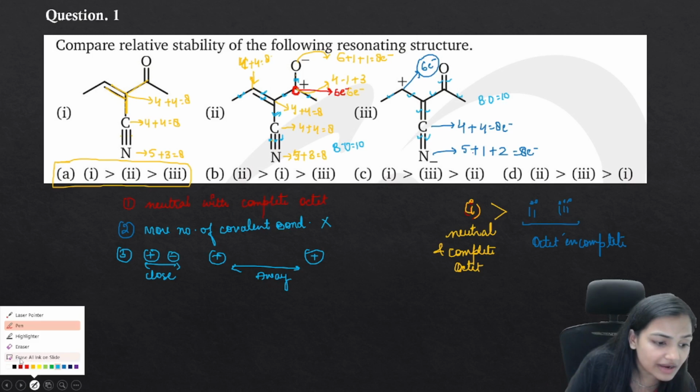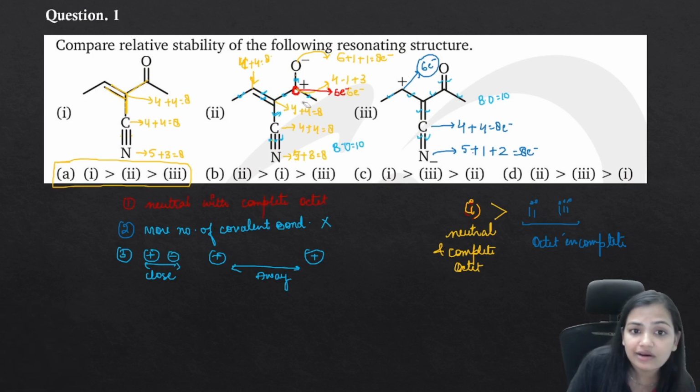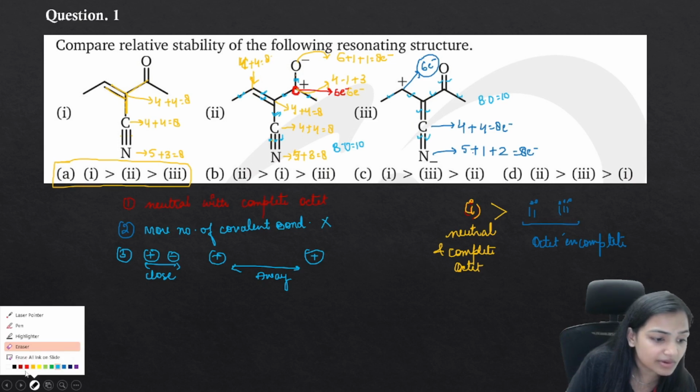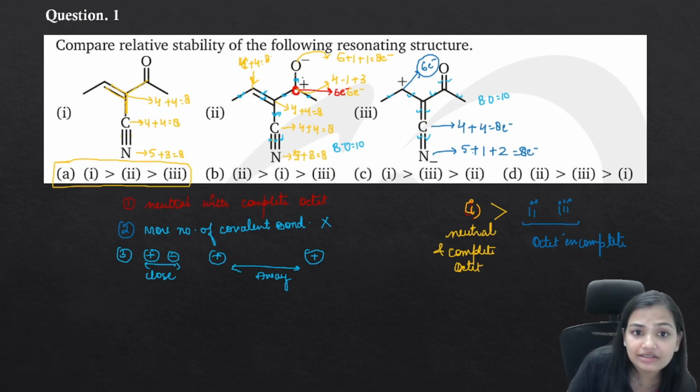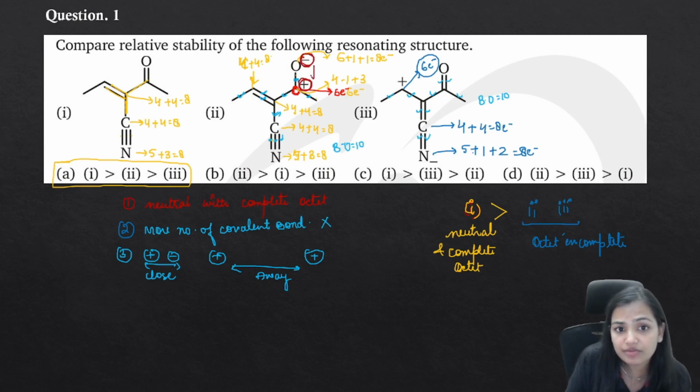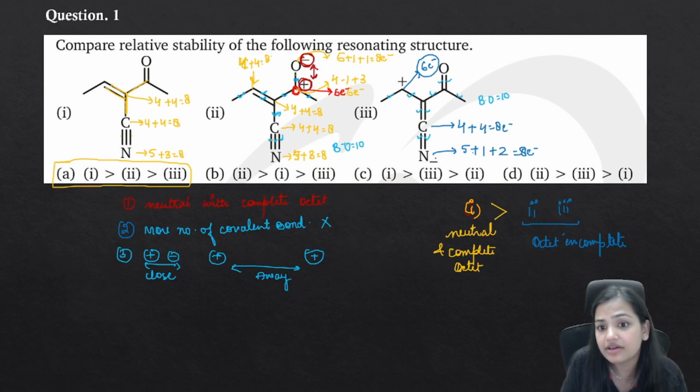So can you please have a look, where do we have a charge? If you see structure number 1, you will find that we do have a charge at this particular carbon and this particular oxygen. So they are this much away from each other. And here, this is negative and this is positive. So if you see the charge separation, the opposite has to be closer, then only there will be more stability.